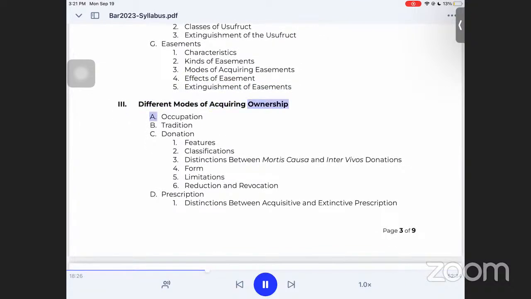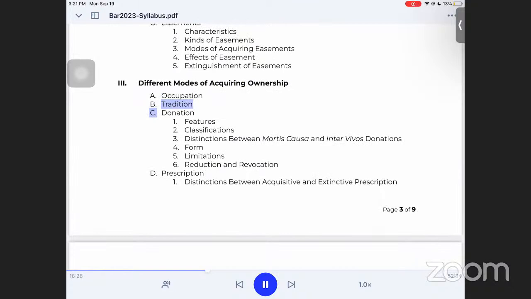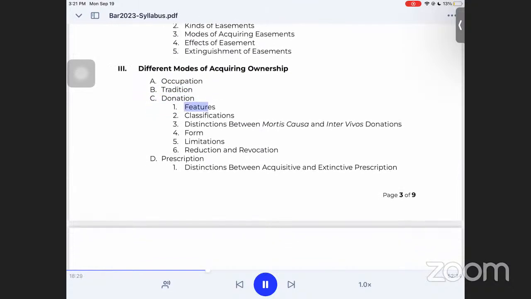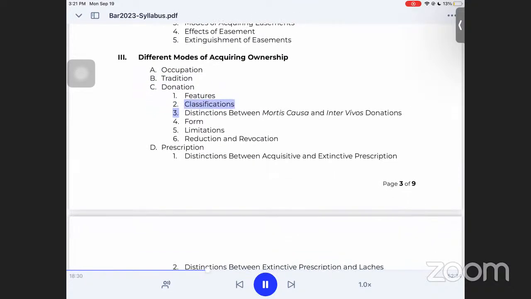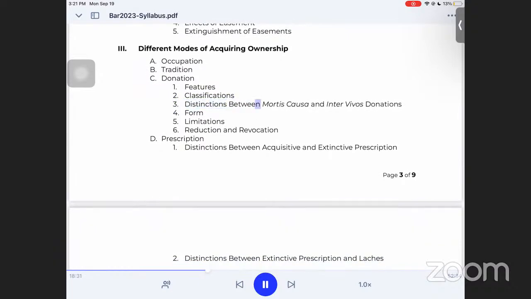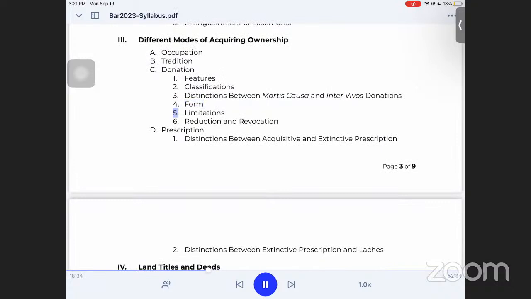3. Different modes of acquiring ownership. A. Occupation. B. Tradition. C. Donation. 1. Essence. 2. Classifications. 3. Distinctions between donations mortis causa and inter vivos. 4. Form.